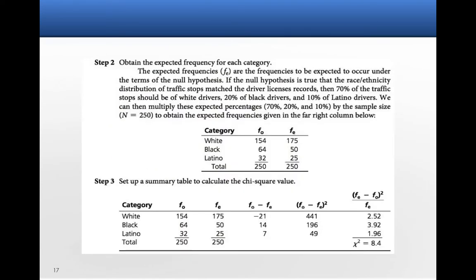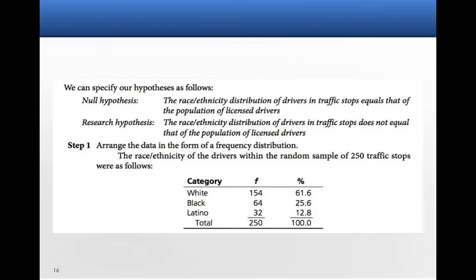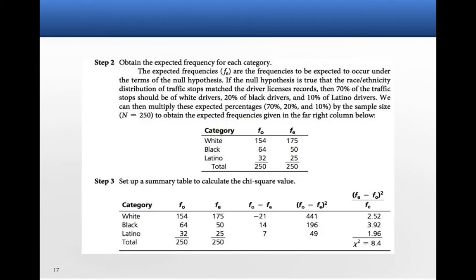Then we're going to have our table here, our observed frequencies plus what we should expect. Out of 250 drivers, if 70% are white, 175 of them should be white. We're going to literally set up the exact same table and do all the same things.